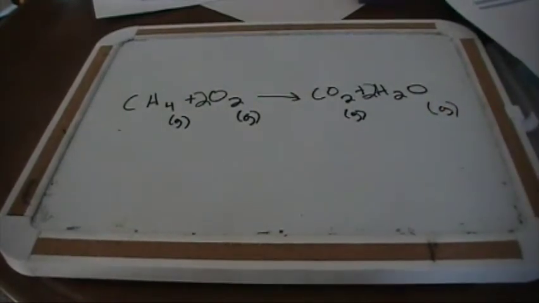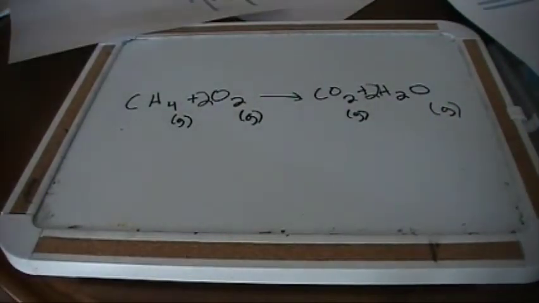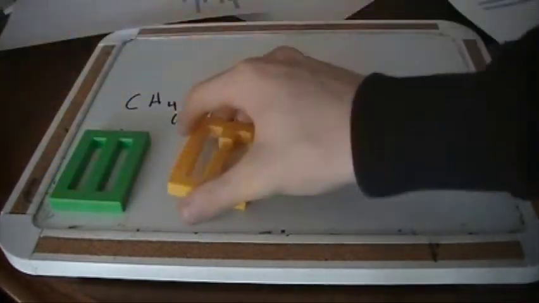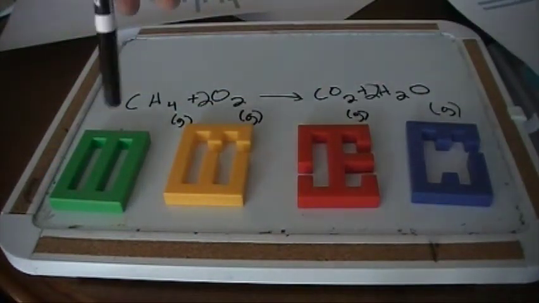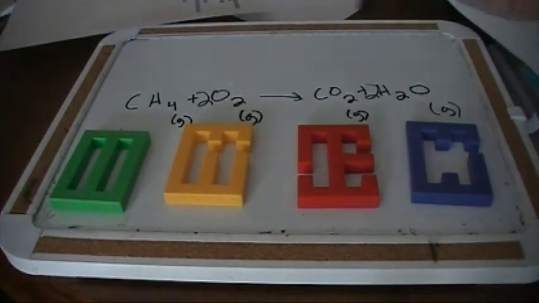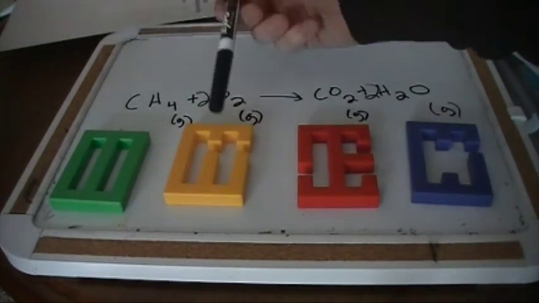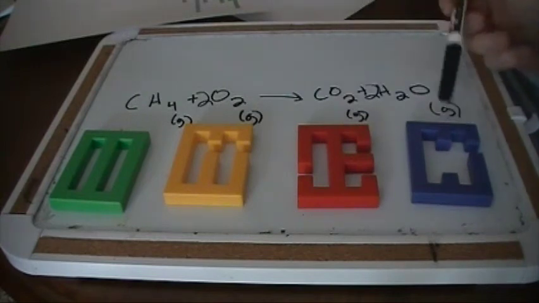And to represent this reaction, you really can't. I'm just going to show it with these 4 separate colors. And there is no switching across the yield sign. Green is going to be CH4, yellow O2, red CO2, and blue H2O.